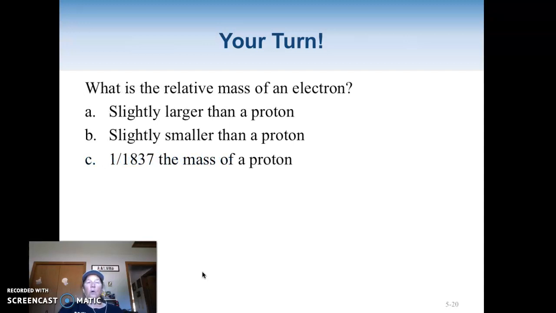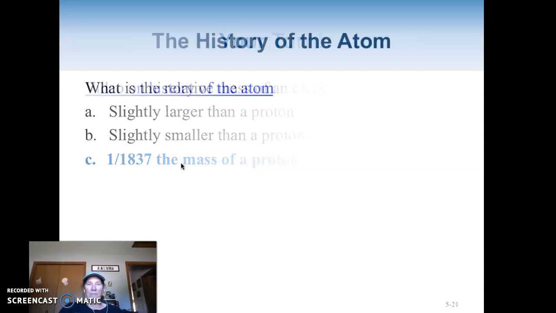Okay, so what is the relative mass of an electron? We said it's just so small. It's not slightly larger or slightly smaller. It's a lot smaller.